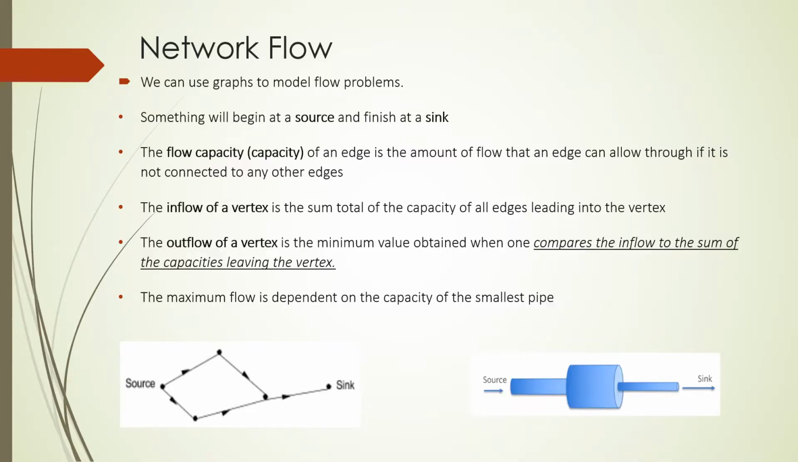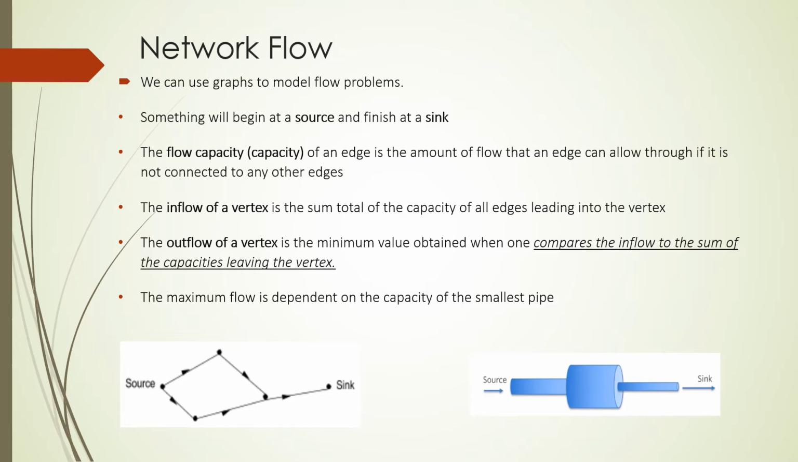All right, so just some key definitions and information. Make sure this is all copied down. So we're going to use graphs to model flow problems. Now, all of these will begin at a source and finish at a sink. So like with our critical path analysis content, the edges are weighted, so they typically have direction and a value on them. The value is related to the flow capacity of the edge, so that's the amount of flow that can get through the edge.